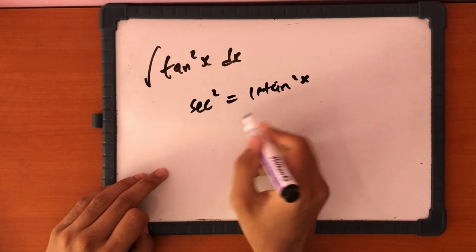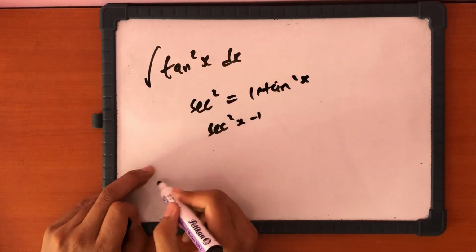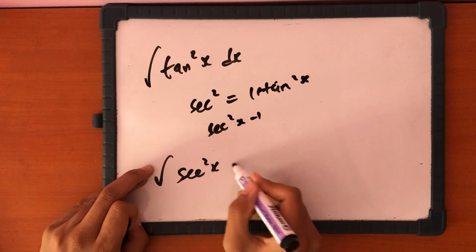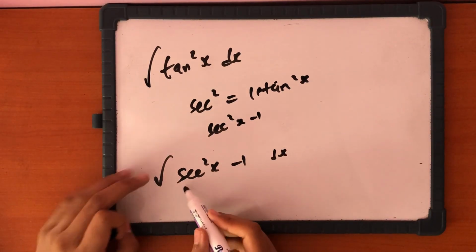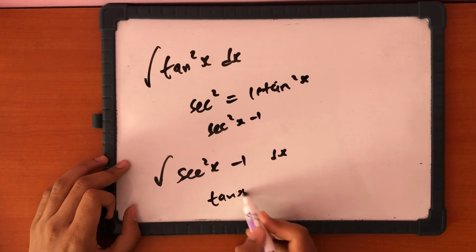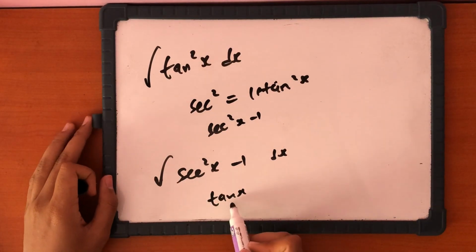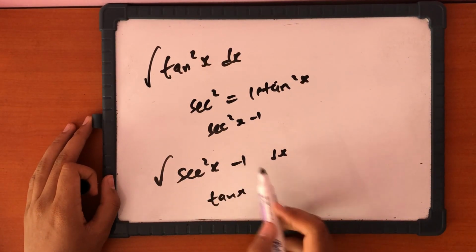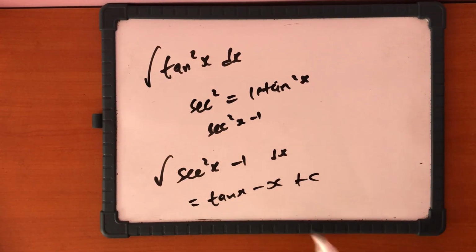So tan squared is the same as sec squared minus 1. So this one becomes the integral of sec squared x minus 1 dx. And this one we know, because the integral of sec squared is just tan x. The integral of 1 is just x plus c, minus x plus c. Yeah. So this is the answer. This is how you might have to manipulate very complex trig functions.